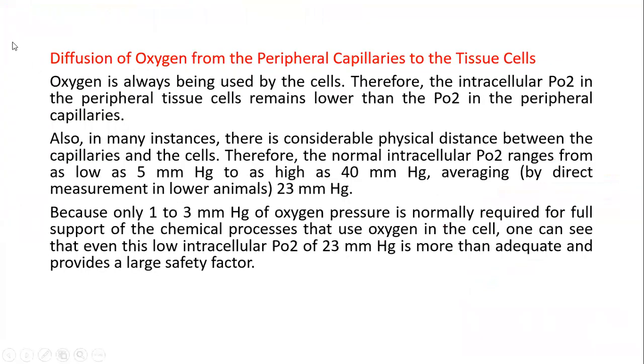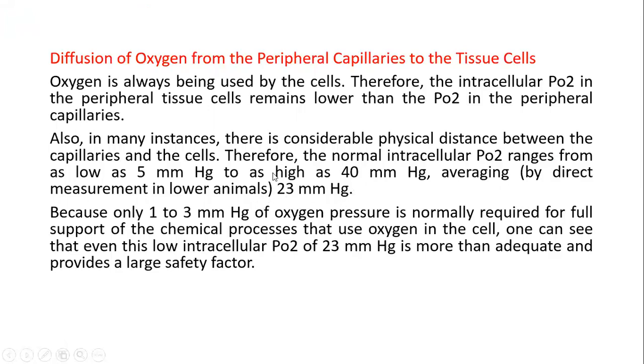Oxygen is always being used by the cell, therefore the intracellular PO2 in the peripheral tissue remains lower than PO2 in the peripheral capillaries. Also, in many instances, there is a considerable physical distance between the capillaries and the cell. Therefore, the normal intracellular PO2 ranges from as low as 5 to 40, with an average of approximately 23 mm mercury.